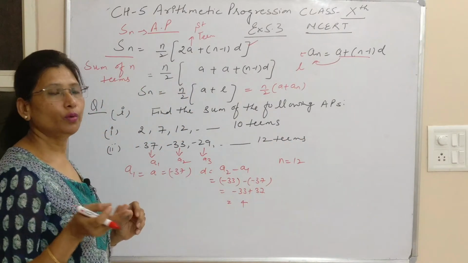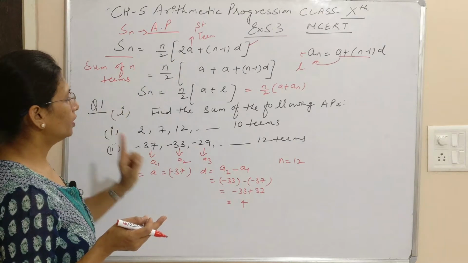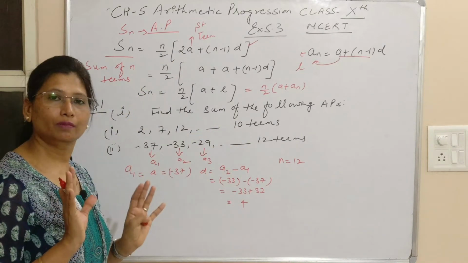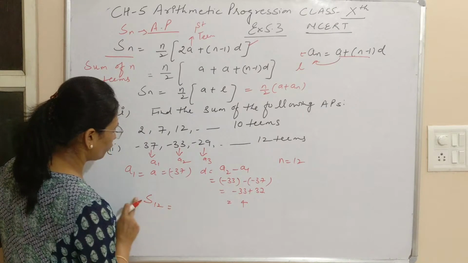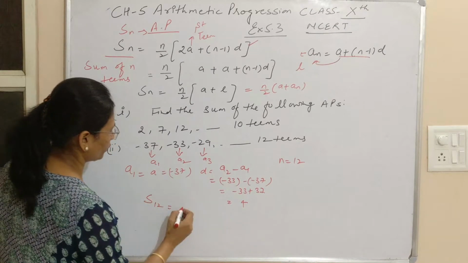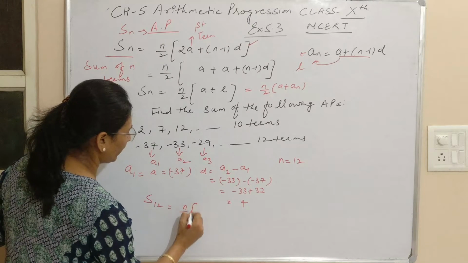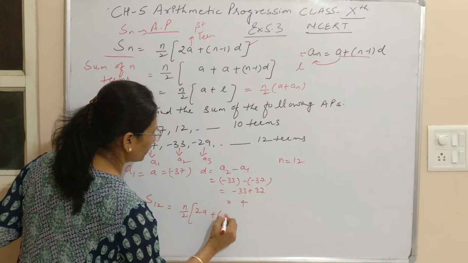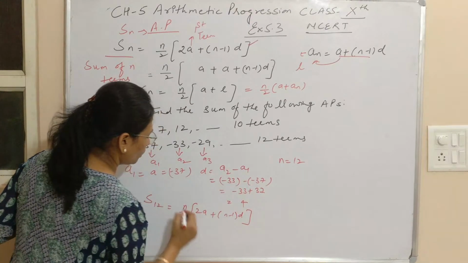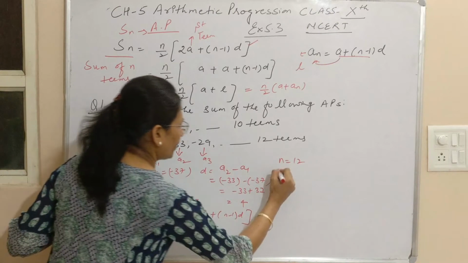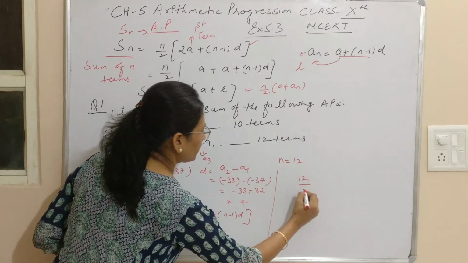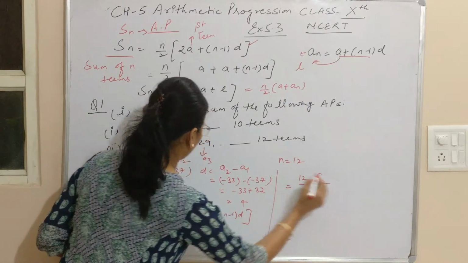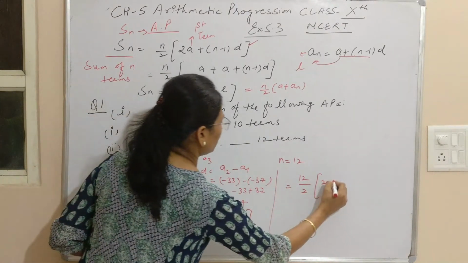Now what we have to do is use this formula because we don't have the last term. Last term is not known to us. So here S12, because I have to find the sum of 12 terms. So this is n by 2. I am writing the formula 2a plus n minus 1 into d. So n is 12. And a is the first term, which is minus 37.